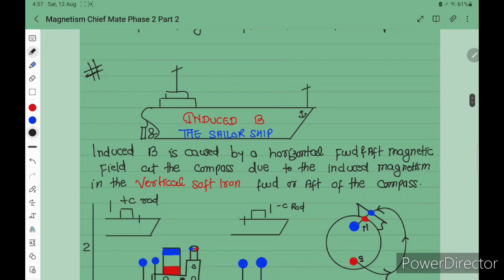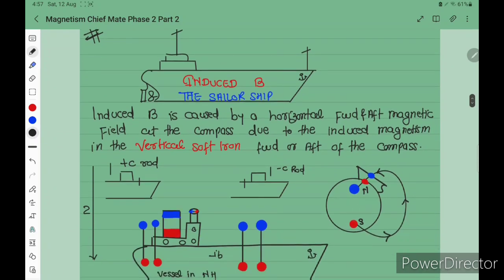Okay, and now we'll move to the induced B. Induced B is caused by the horizontal forward and aft magnetic field at the compass due to induced magnetism in the vertical soft iron forward and aft of the compass. This B is because of the funnel. So if you see, these are the rods. We already discussed the rods in the previous video, in the first part of magnetism.